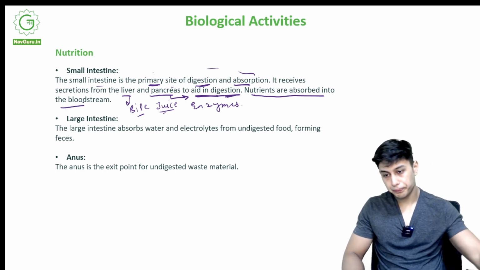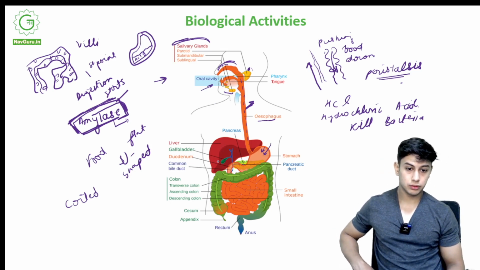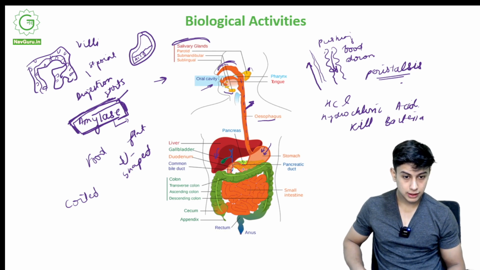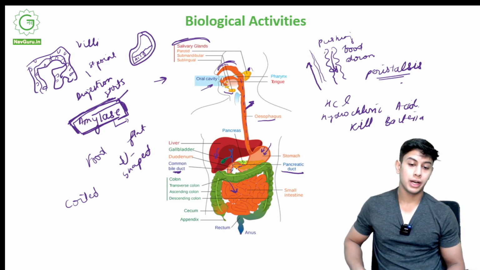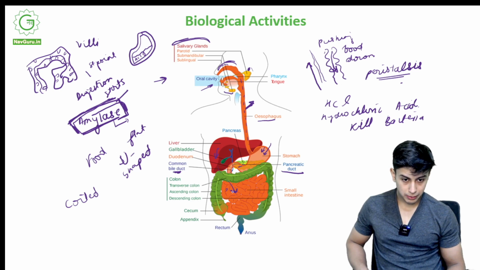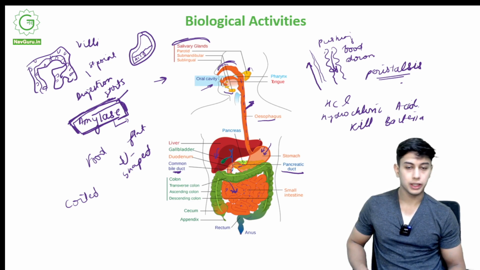Now what happens is, after receiving secretions from the liver and from the pancreas, see the pancreatic duct, the bile duct, these will go into the small intestine. This will further break down the food and it will be absorbed by the villi into the blood. These are surrounded by blood vessels which will take the nutrients all over the body wherever it is needed.